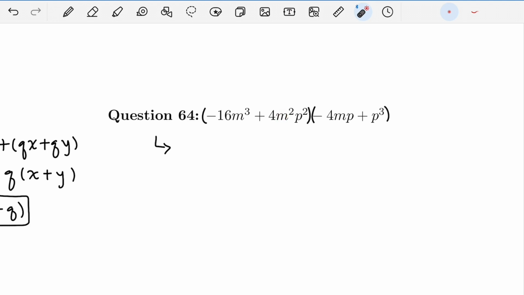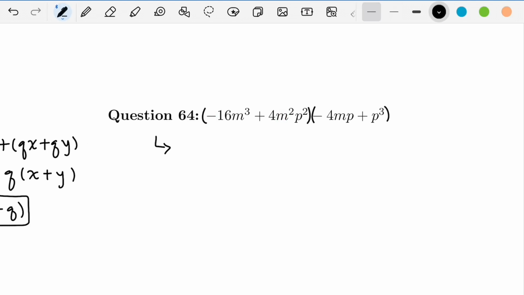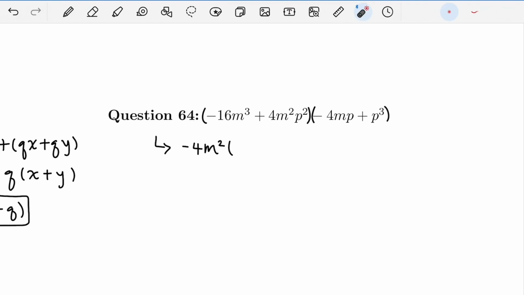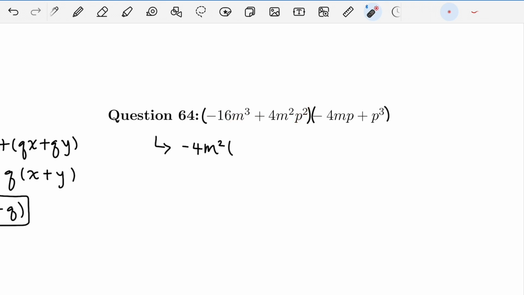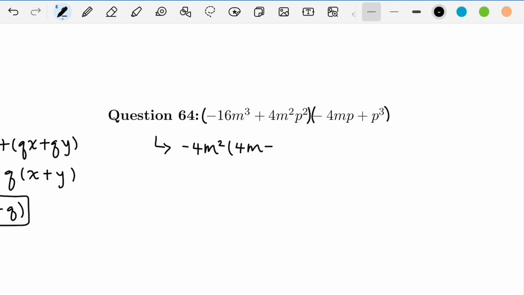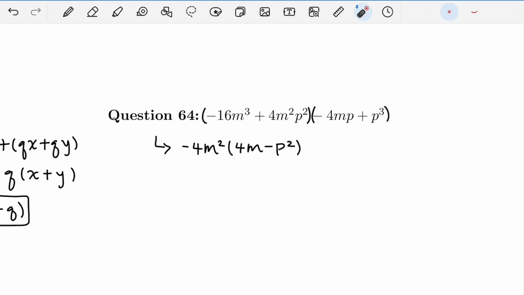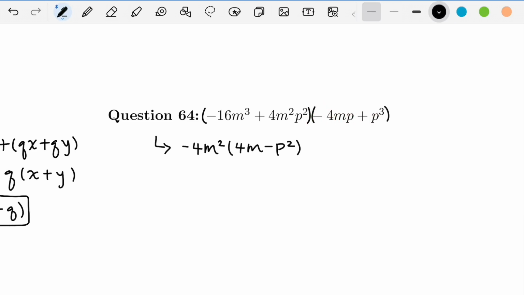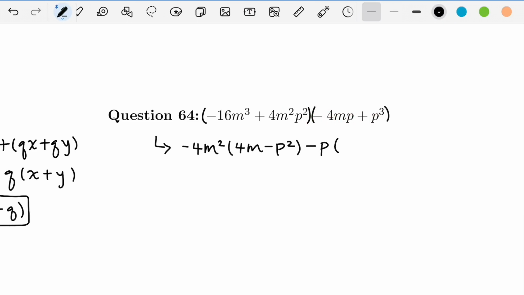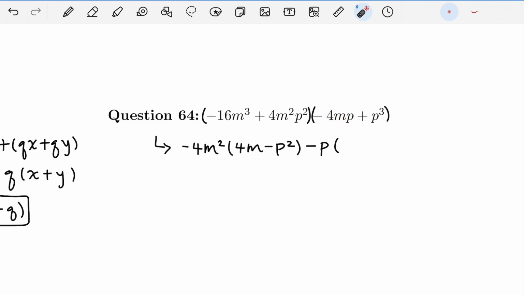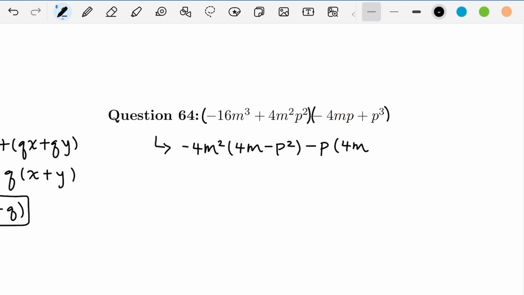And what I'm going to do is also pull out a minus 4m squared. So pulling this out, I'm going to be left with a positive 4m and then a minus p squared. So we have 4m minus p squared. Now for my next pair here, they share a common factor of p, so I'm going to pull out a minus p. Doing that, I'm going to be left with a positive 4m for my first term, and then a minus p squared for my second.